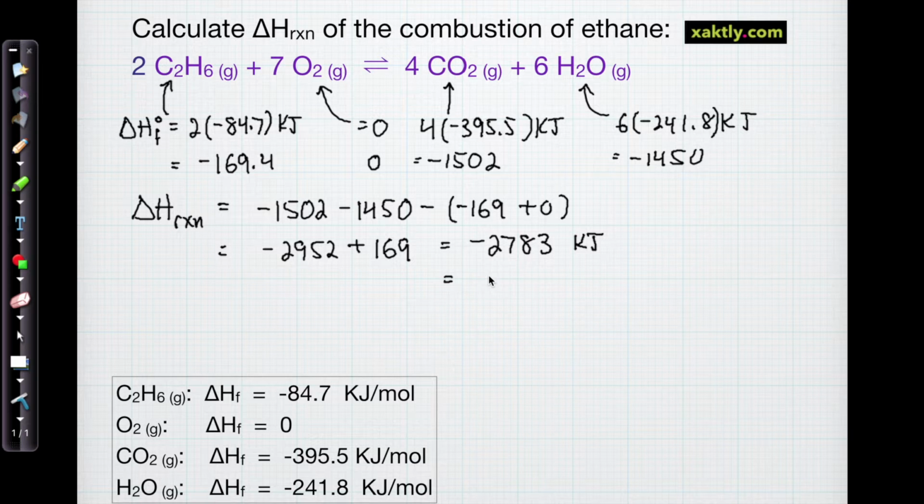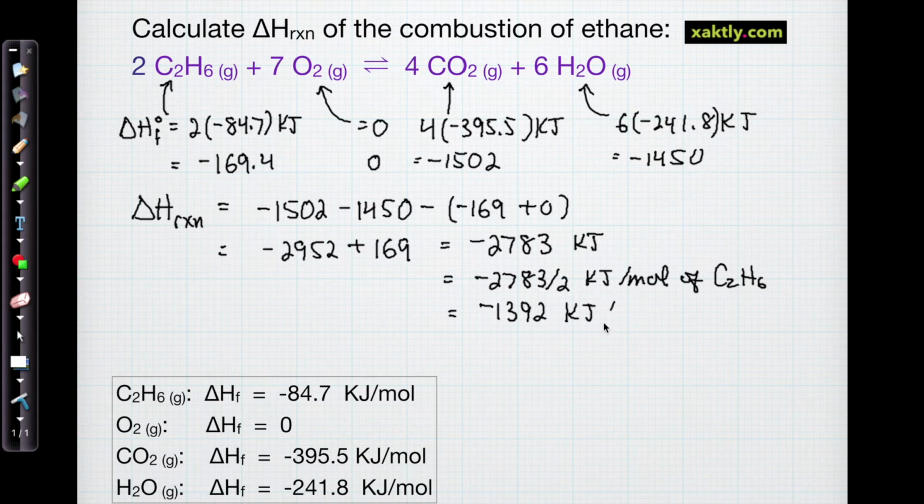And one of the things we can do is just remember that the coefficient on ethane, which is kind of the subject of this reaction, is 2. So we might want to divide that by 2 to convert to a molar enthalpy. So if we do that, we get minus 1392 kilojoules per mole of ethane. And that usually makes more sense. You could also write that as something like minus 1.4 megajoules per mole. So that's quite an exothermic reaction.